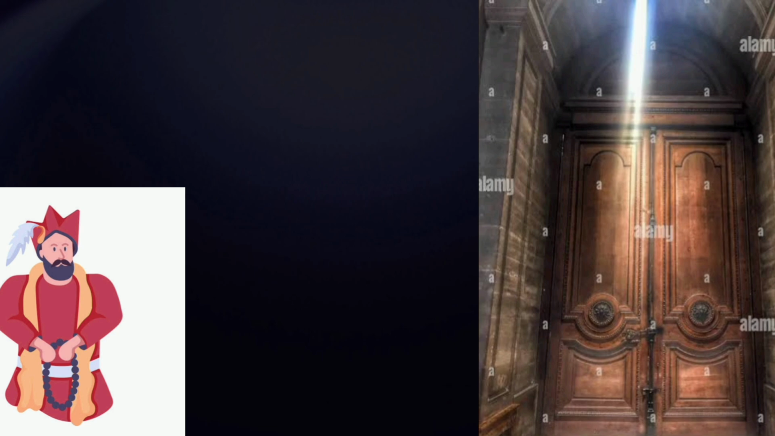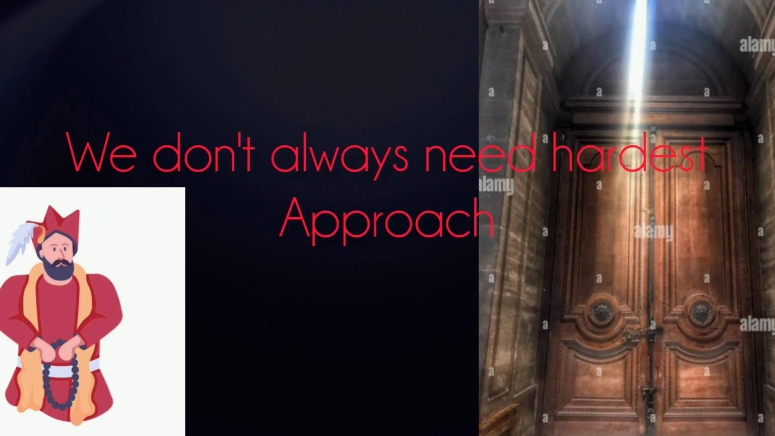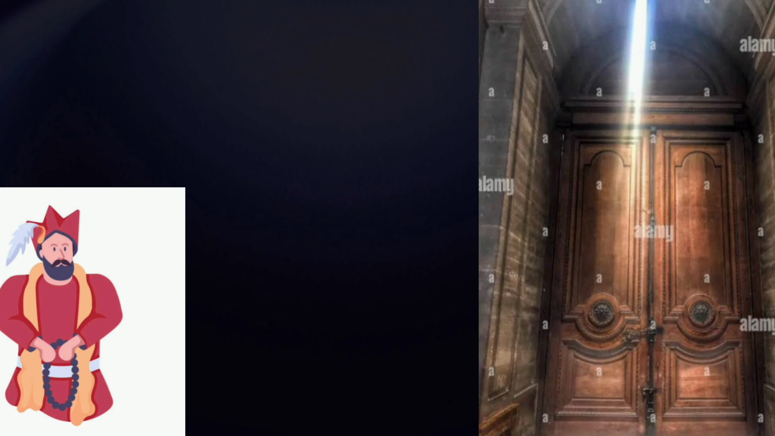This is true in life, and it's true in machine learning too, guys. We don't always need the hardest, most complicated approach. Often the most powerful solution is the simplest one. So whenever you feel stuck or overwhelmed, take a deep breath, think carefully, and the door might already be open. You just need to push it in the right way. Keep learning, keep exploring, and remember, guys, simplicity is sometimes the key to success.